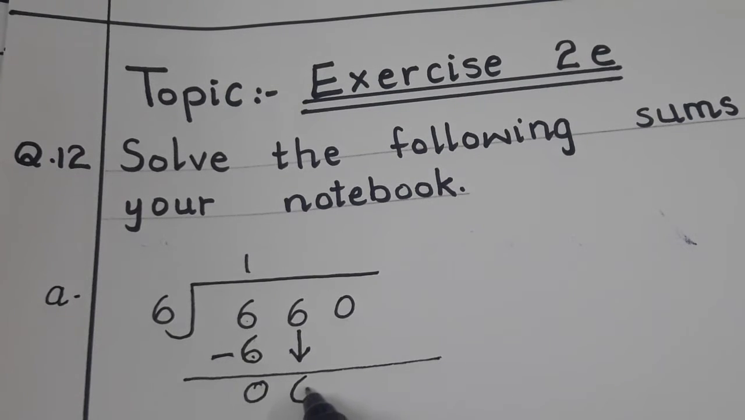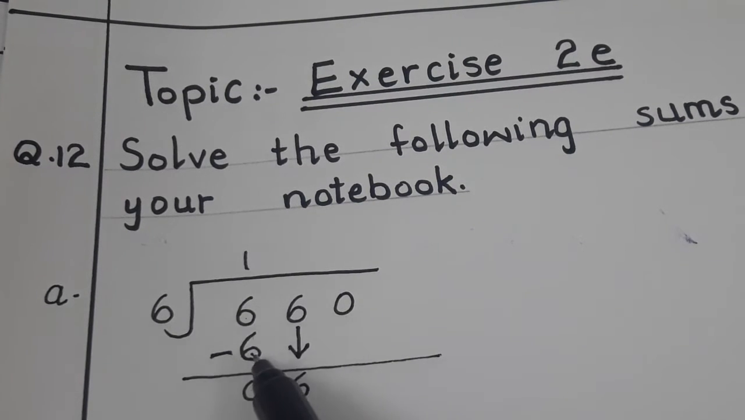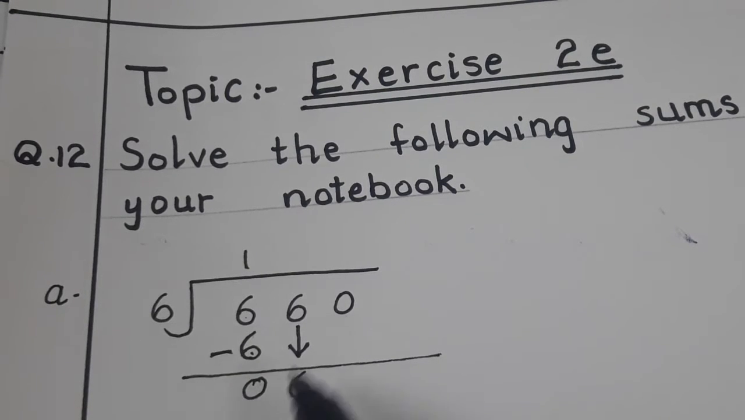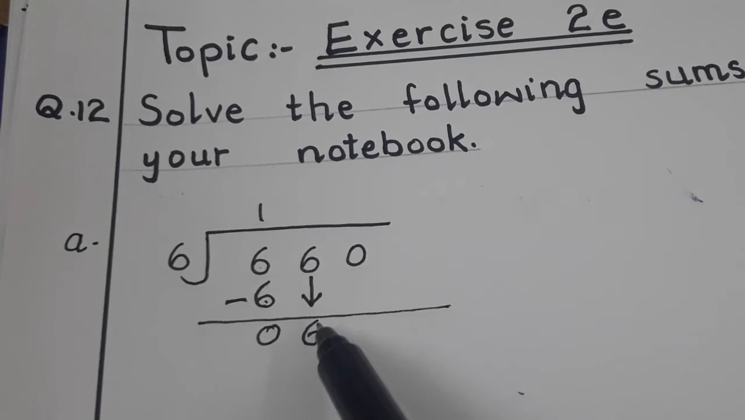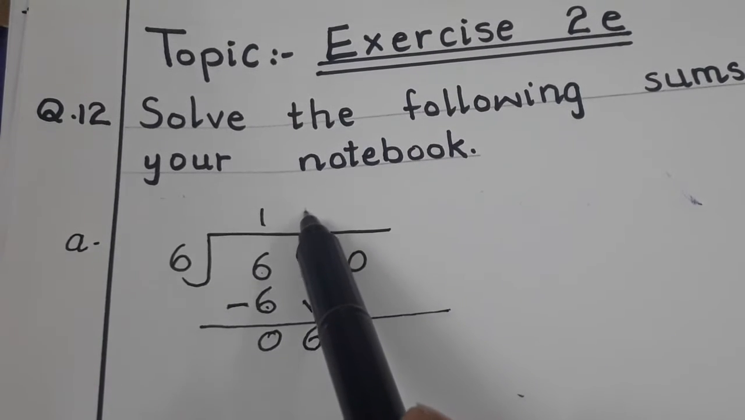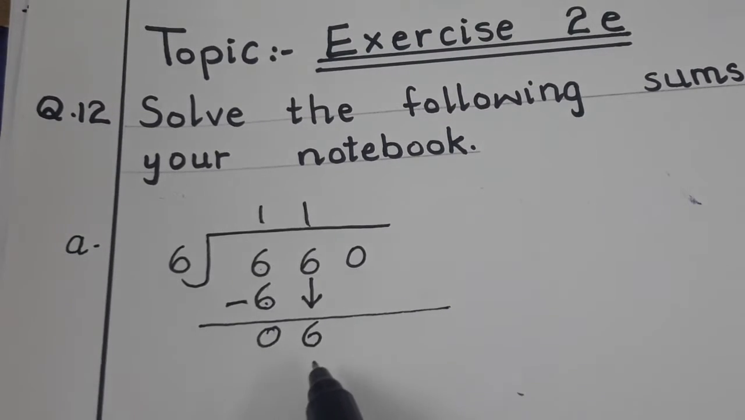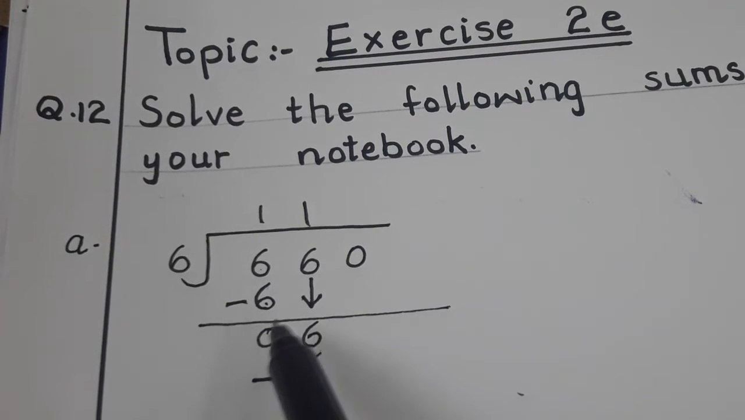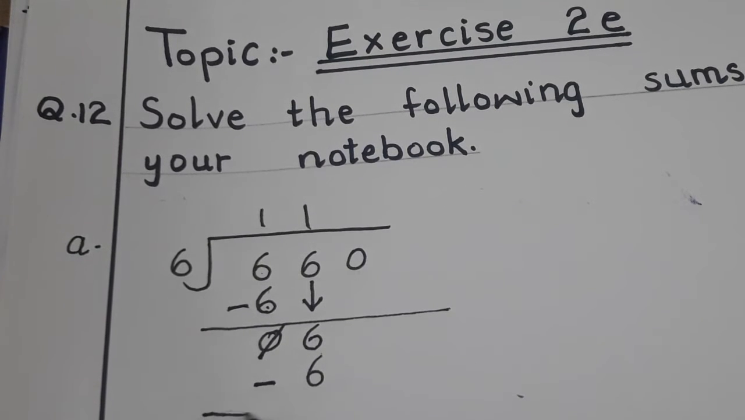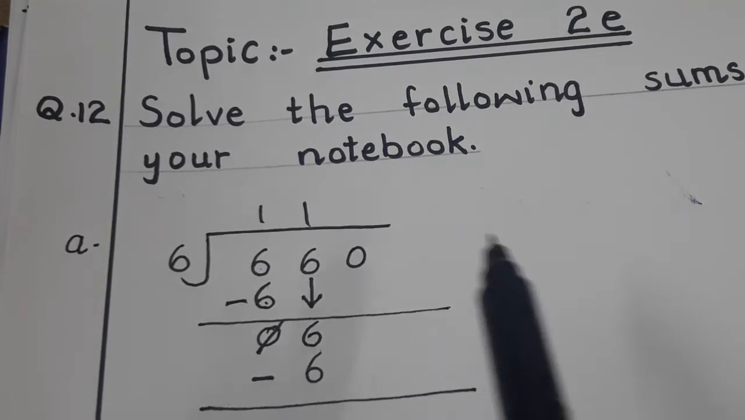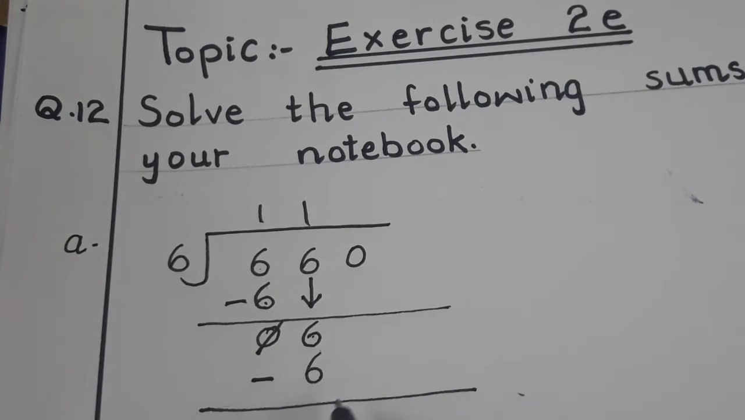This number is finished, 6 minus 6 is 0. 0 has no value, so we will drag this arrow down and bring this number down. One number. So now again 6 1s are 6. Again we will subtract this number and you can cut this 0 because it has no value. Now again 6 minus 6 is 0.